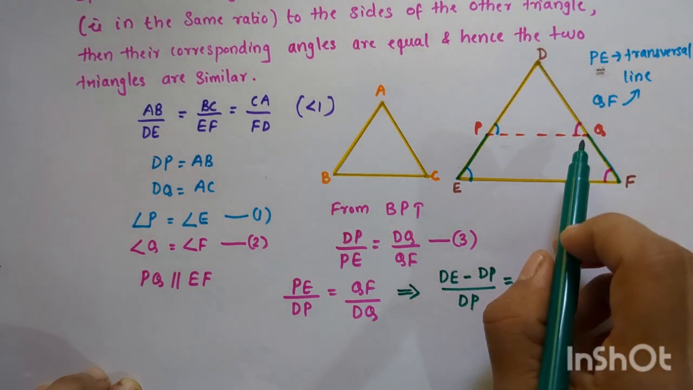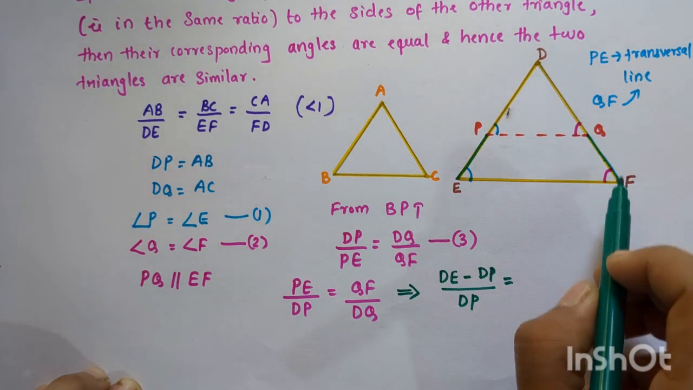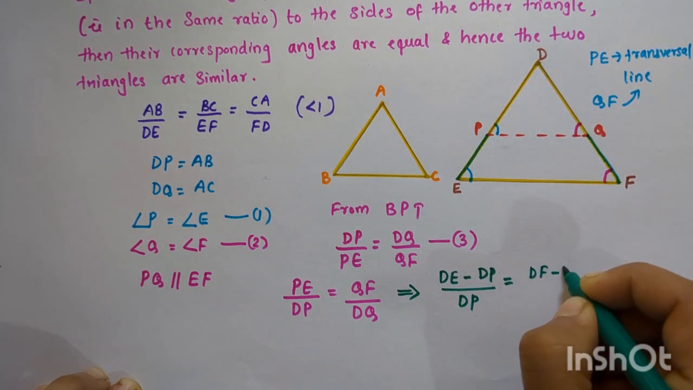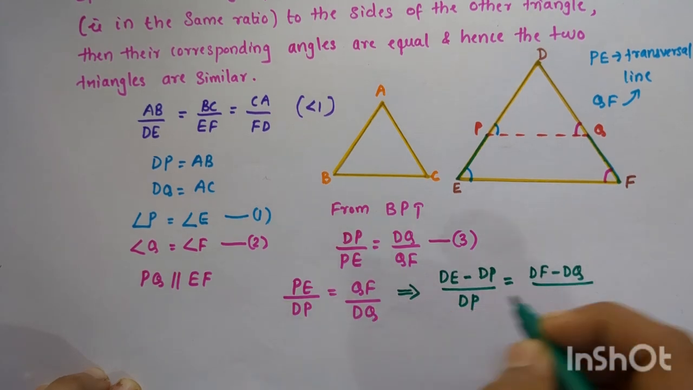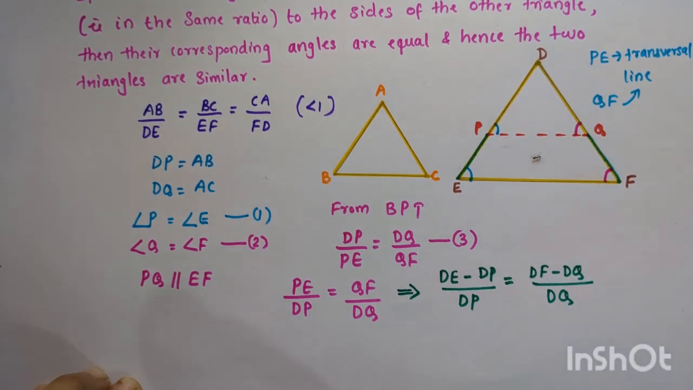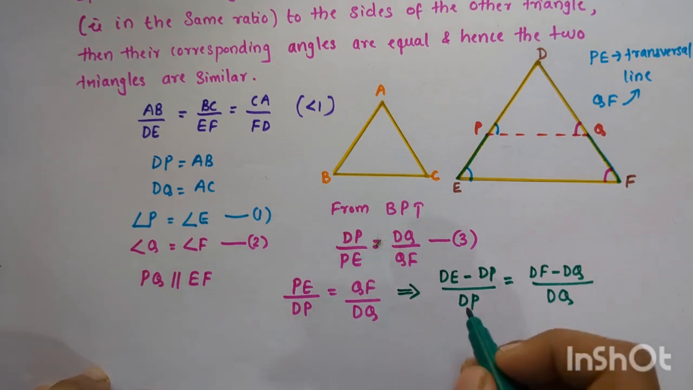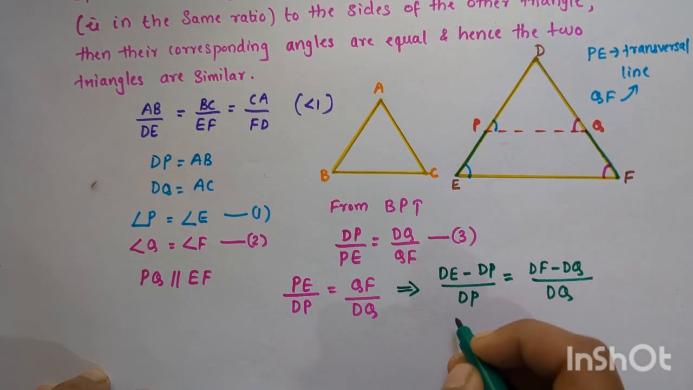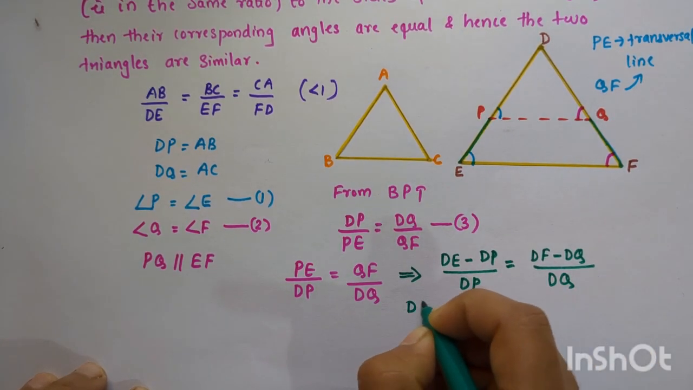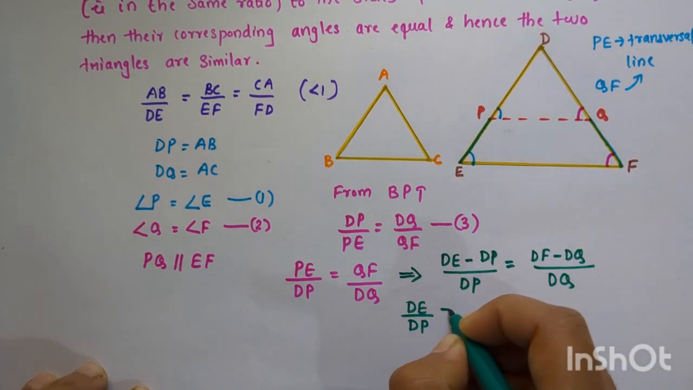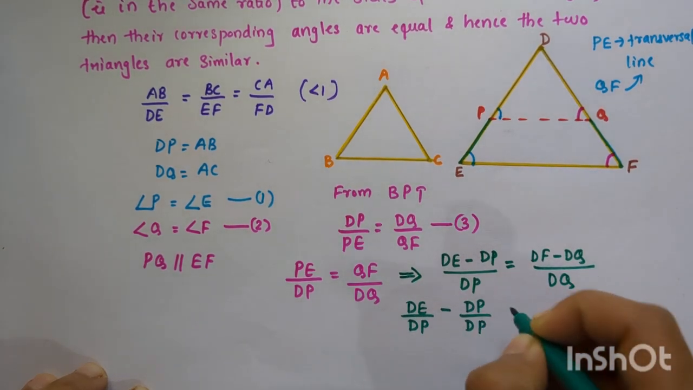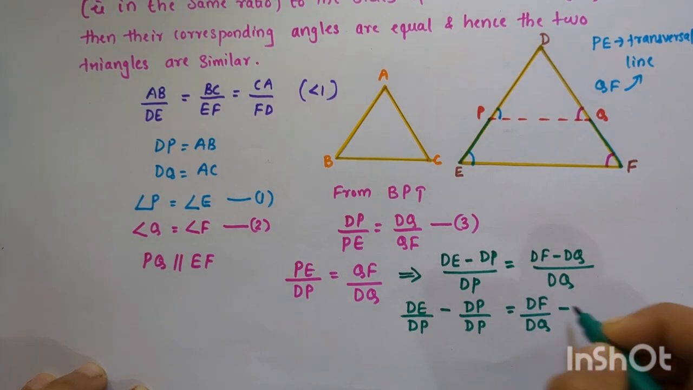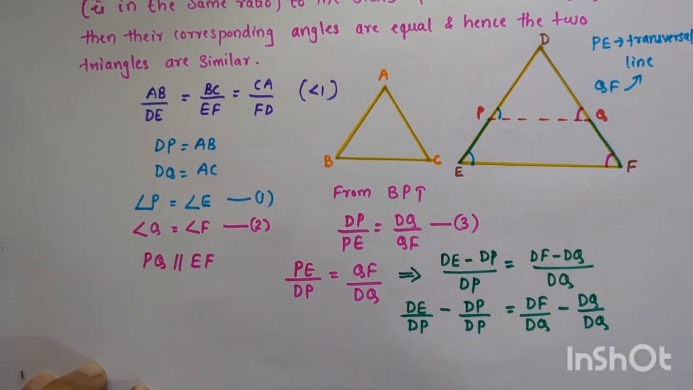PE divided by dP is equal to QF. See, in this figure it is very clear that QF is DF minus DQ. So DF minus DQ, that is QF, divided by DQ. Now, this is like a common denominator, no? So I am going to put it for both the DE and DP. So we can write it as DE divided by DP minus DP divided by DP is equal to DF divided by DQ minus DQ divided by DQ.